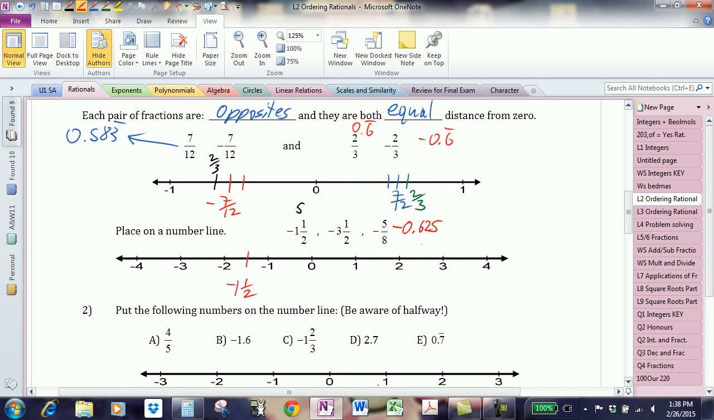Okay, so negative 3.5. That's going to be right here, in between negative 3 and negative 4. And negative 5/8 is going to be a little bit closer to negative 1. It should not be in the middle. If it's in the middle, Mr. Barker marks it wrong.